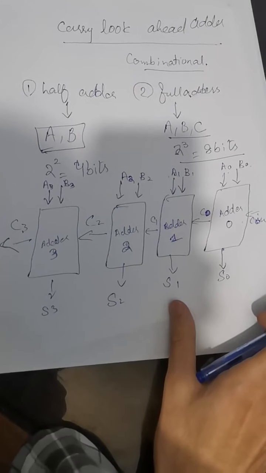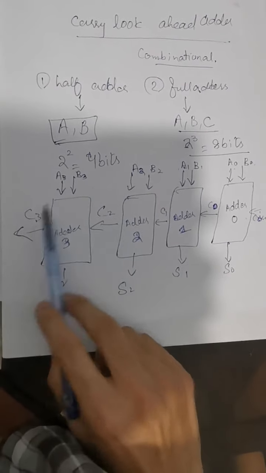So let's prove how C3 depends upon the Cin term. Since we know that when we have to prove anything, we talk about its truth table. So we have the bits, which is 2 raised to power 3, 8 rows.